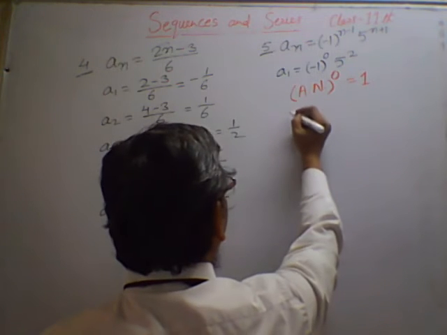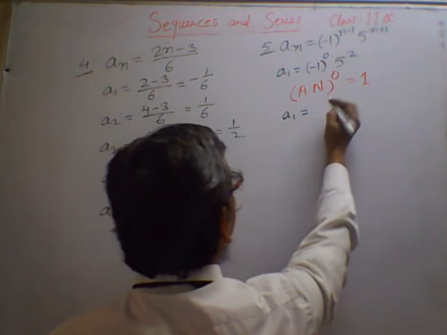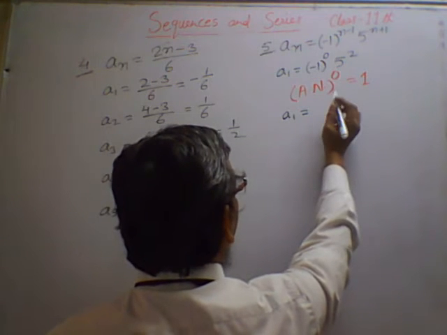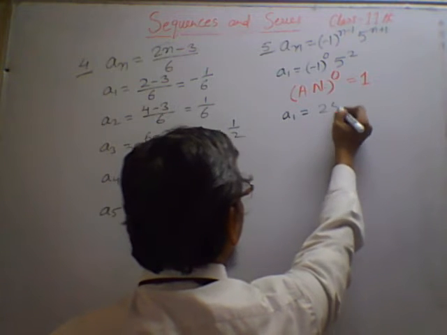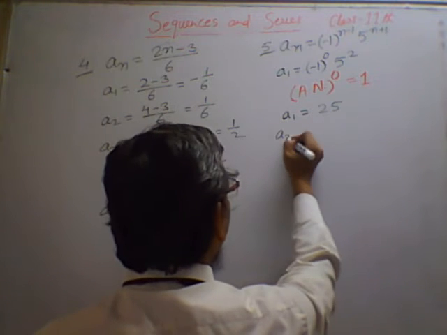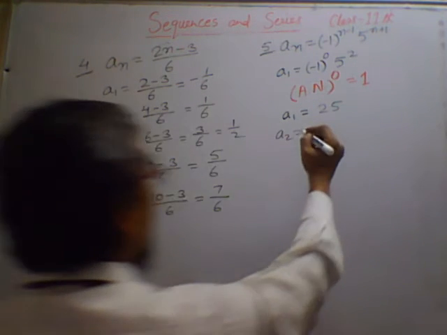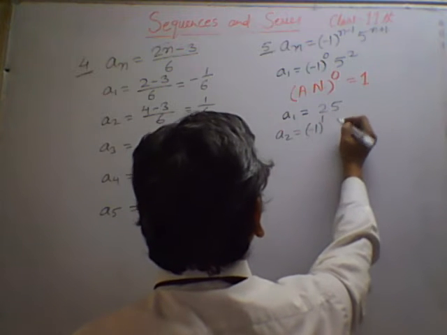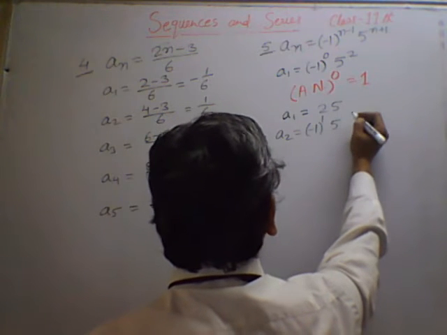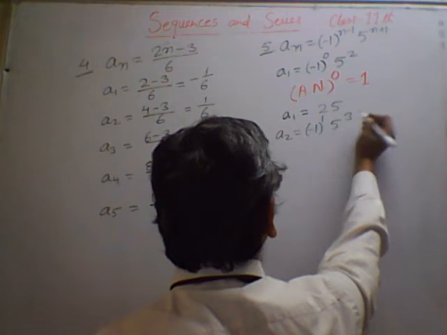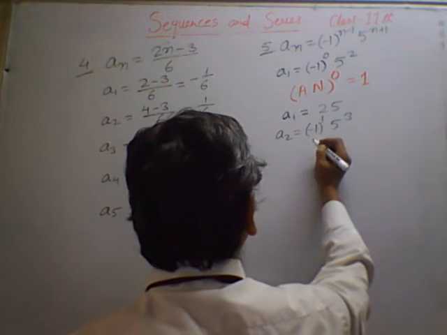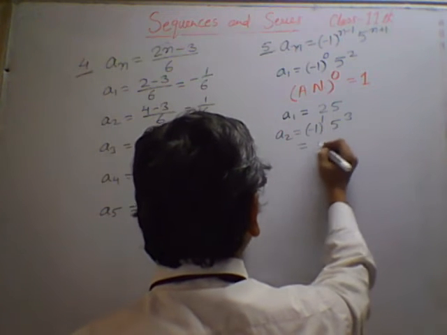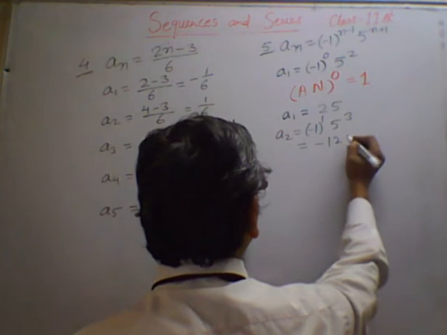So A1 equals 5 times 5, which is 25. In the same way, A2 equals minus 1 raised to the power 2 minus 1, that is 1, times 5 raised to the power 2 plus 1, that is 3. So it is minus 125.